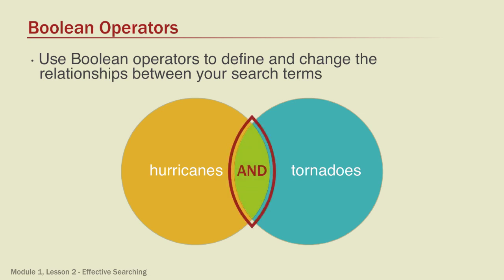AND tells the database to retrieve all of the results that contain both term A and term B. It narrows the search by leaving out results in which one term, but not the other, is used.